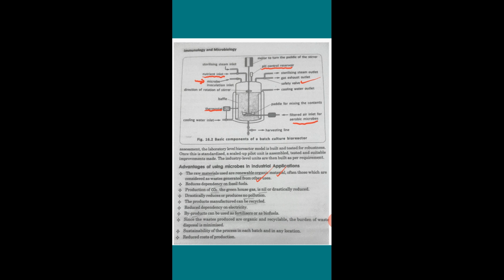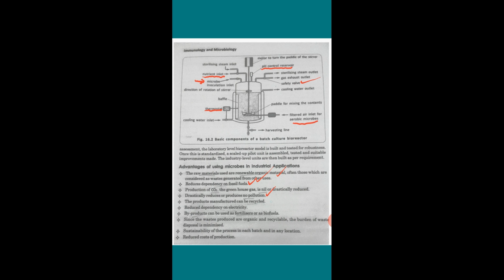Then, reduces the dependency on fossil fuels. Since these are microorganisms which act on the nutrients and bring about the production, there is no need of continuous supply of electricity or petroleum fuels for the reaction. Instead, the microbial organism will produce these products as a result of their metabolism itself. Then, production of carbon dioxide, the greenhouse gas. These pollutant gases are not produced, or are nil or drastically low. Then, drastically reduces or produces no pollution, again the same point.